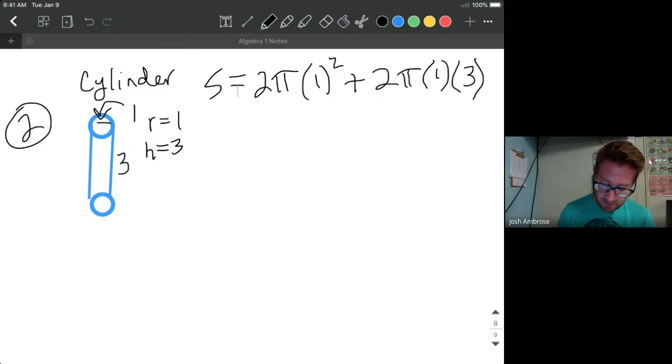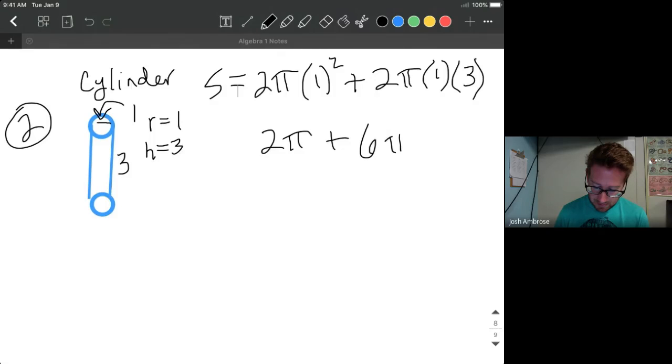So now let's go step by step. 1 squared is 1. That times 2 is going to be 2. And don't forget, we still have pi right there. Plus, and then on the other side, we have 3 times 1, which is 3, times 2, which is now going to be 6 pi.